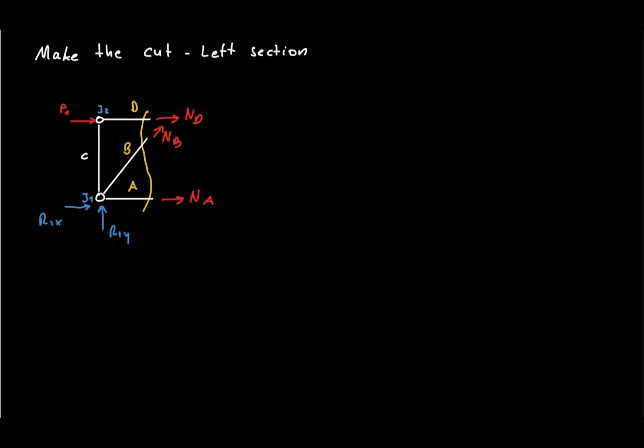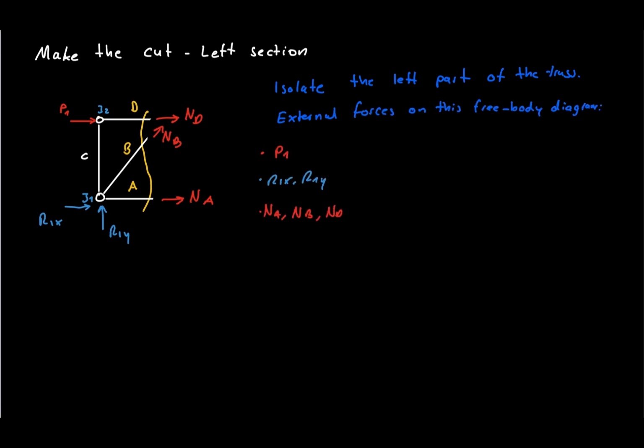Now we make our section through members A, B, and D. The cut divides the truss into two separate parts. We could analyze either side, but the left side contains fewer forces, so we choose the left portion. At the cut, we draw the three unknown member forces. We initially assume that all three members are in tension, so the forces point away from the cut. If one of our final results is negative, we will know that the actual member force acts in the opposite direction and the member is in compression.